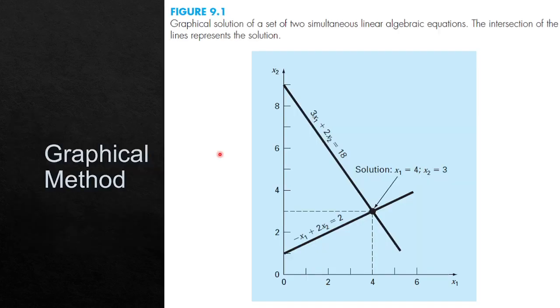Then, the graphical method for finding the multiple roots with multiple equations is simply this. You graph those equations, and where the equations intersect, that is the value of your root. So the value of the root of these two equations is 4, and you have 3 also. X2 is for the vertical and x1 is for the horizontal.